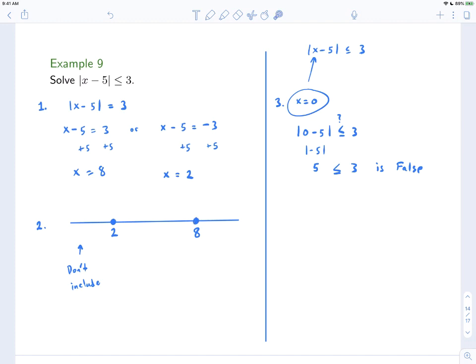So we plug any number to the left of 2 into the original inequality. We just pick x equals 0 because that's convenient. If you plug in x equals 0, you get 0 minus 5, which is negative 5. The absolute value of negative 5 is 5, and it's not true that this is less than or equal to 3. That statement is false. So that means we don't include this interval. Okay, what about the next interval between 2 and 8? You can pick anything that you want. Let's pick something convenient, and let's just say x equals 3.